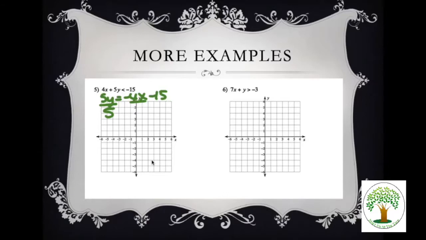So I'll have y equals negative 4/5 x minus 3.